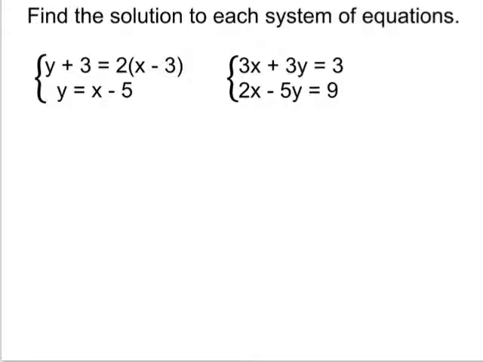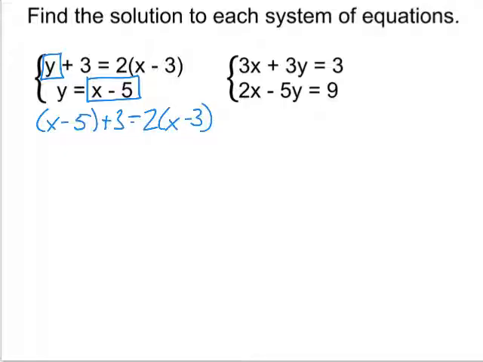One of the big things I want you doing is noticing when to use each method. And notice on this first system, we have the second equation solved for y equals. Since we know what y equals, I'm going to want to use that substitution method that we learned about earlier, where since I know that y equals x minus 5, I'm going to replace y in the other equation with that x minus 5. So it goes x minus 5 plus 3 equals 2 times x minus 3. So there all I've done is substitute in, plugged it in.